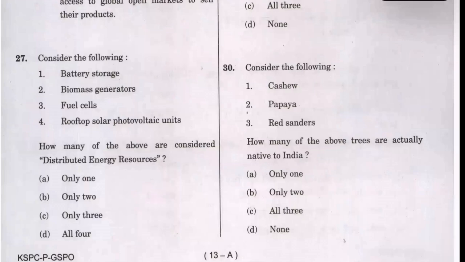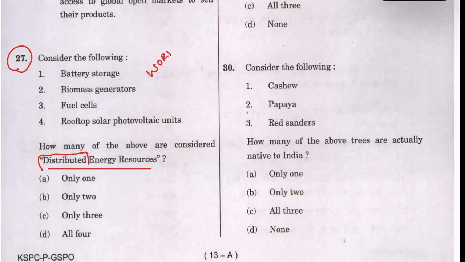But now come to the 27th question. You can check the question as well. It's the simplest question. Distributed energy resources. These are questions that I have to take. See, this is actually a keyword based question. You should not worry too much about these things. What is the word given?